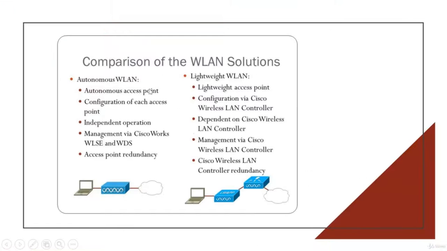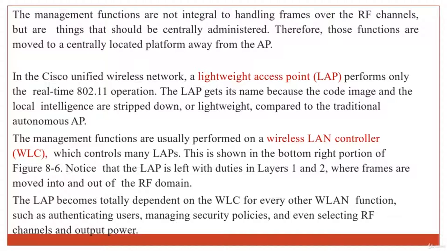So now I have one comparison chart here. You can see autonomous WLAN and lightweight. Autonomous, as the name suggests, are autonomous access points: configuration of each access point, independent operation, managed via CiscoWorks, WLSE, WDS, access point redundancy. These are the independent things. Then managed from the WLC: the lightweight access points, configured via Cisco LAN controllers, dependent on the Cisco LAN controller, management via Cisco WLC, Cisco wireless LAN controller redundancy. So in this architecture, we may have primary, secondary, tertiary WLC as per the failure scenario.